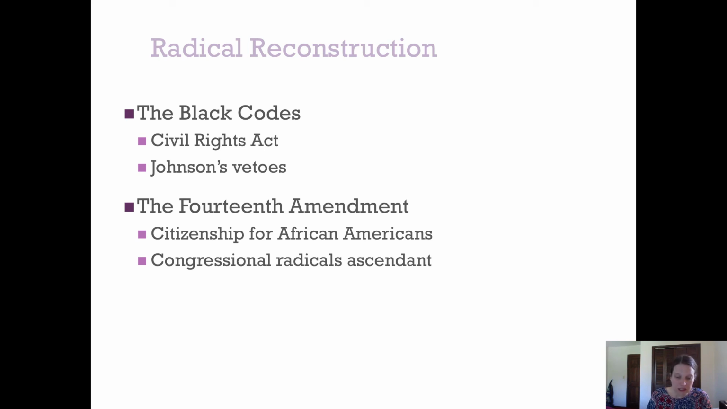Then we get the 14th Amendment. And what the 14th Amendment does is it grants citizenship. It officially grants citizenship for African Americans, or people of, I guess, descent of African Americans. And that is where we're going to stop there.